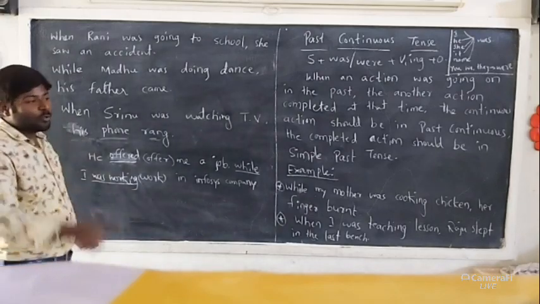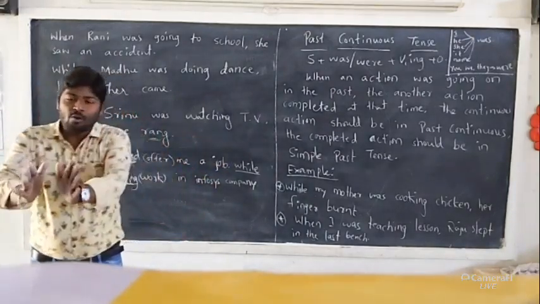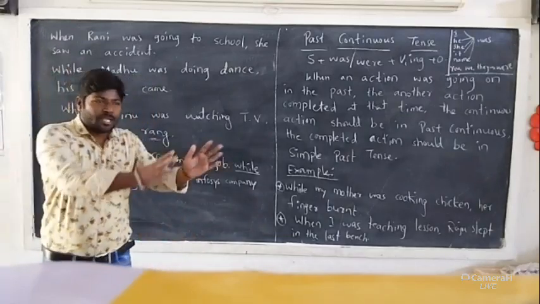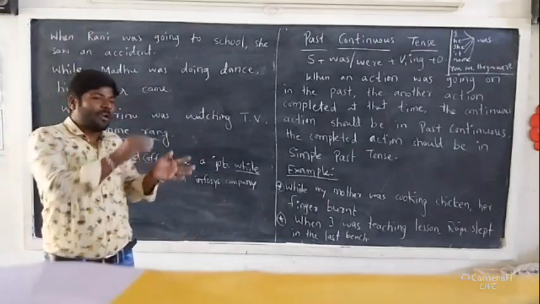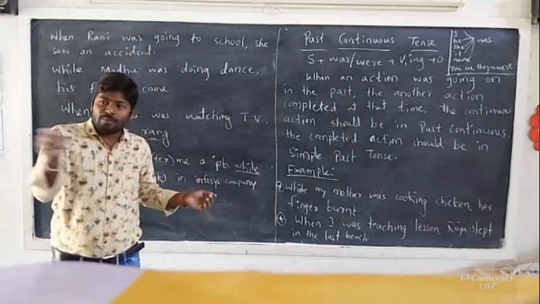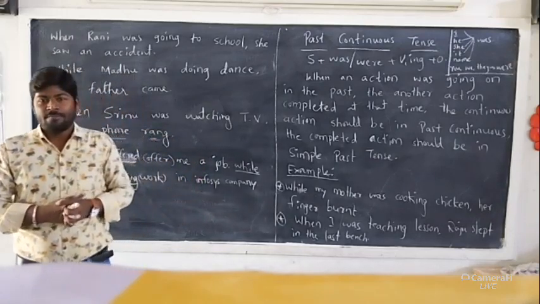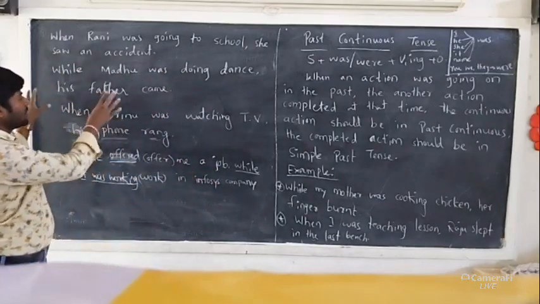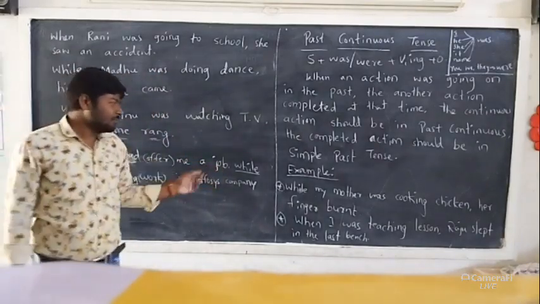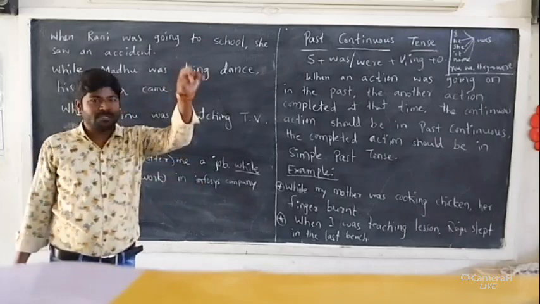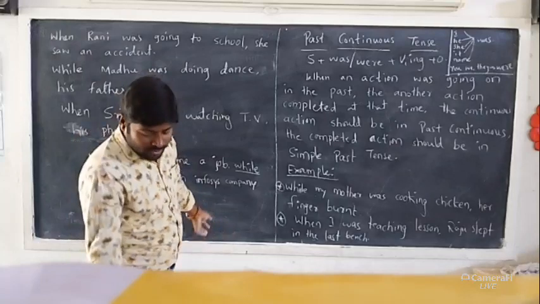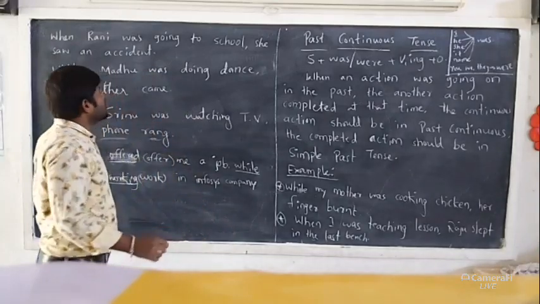And just now I told you, if you find yesterday or ago or last week or last year or last month, two days ago, five days ago, ten years ago, if you find this kind of words, the sentence should be in the simple past tense. So remember those words I am telling you. If you find yesterday or last year, the sentence should be simple past.